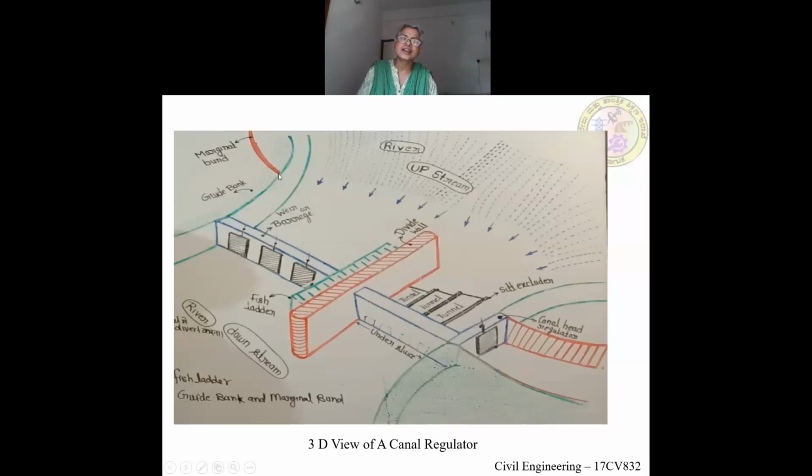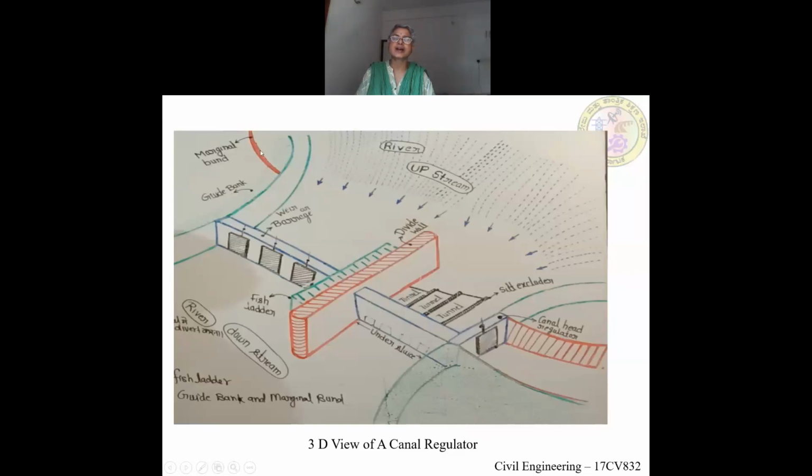And then there are guide banks and marginal bunds. These guide banks and marginal bunds are the river training works. They allow the water to flow in an axial direction towards the canal regulator without much velocity, so the velocity gets reduced slowly and it flows in a uniaxial direction. That is what the guide bank will do.